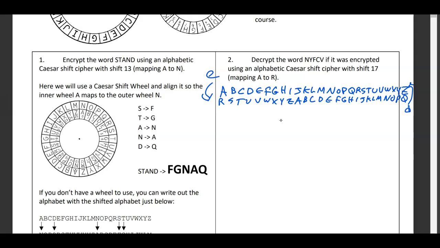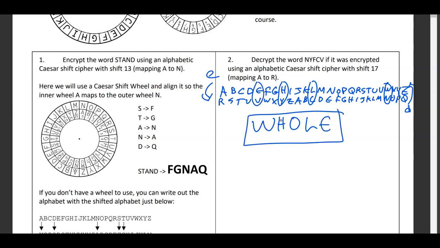So we're decrypting N, so we find the N, gives us a W. Then the Y gives us an H. Then the F gives us an O. And the C gives us an L. And the V gives us an E. We've decrypted this word using a Caesar shift cipher with shift 17.